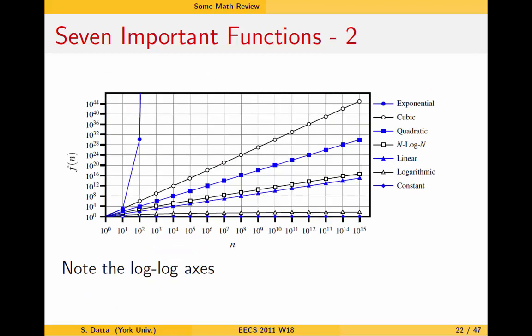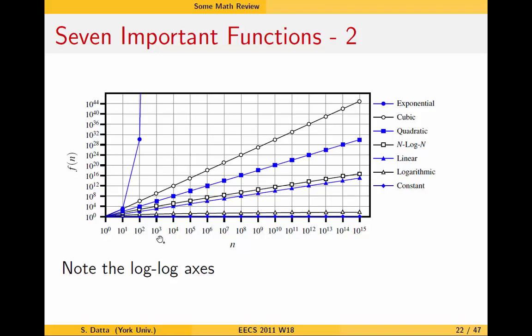This is a graph from the book. It just shows you the relative growth rates of these different functions. The one thing I'll point out is that the axes are not linear, they are logarithmic. So the distance between 10 and 100 and the distance between 100 and 1000 is the same. That's the nature of a logarithmic axis. This is called a log-log graph. In certain applications you need only one of them to be log, and the other is linear. It depends on what you want to see.